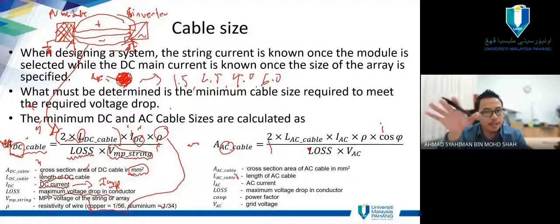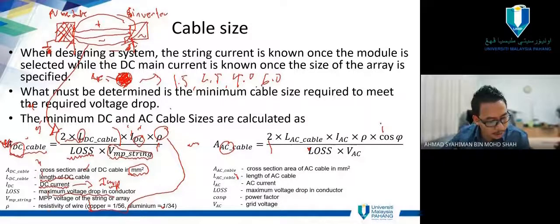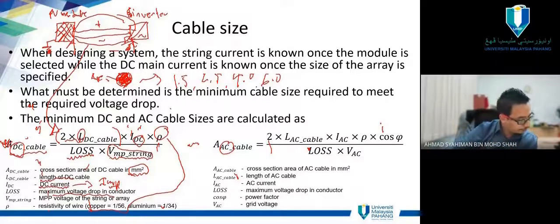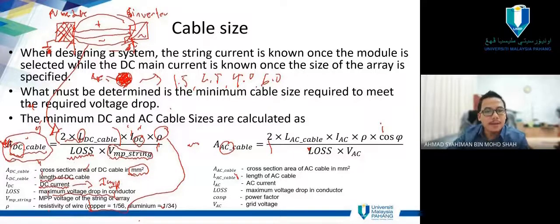But you need to calculate separately, with the string and array. Dia beza. Tapi equation ni is still the same to be used. Yang ni memang common equation for this cable. But like I told you, we have string cable, array cable. That one need to calculate separately. Means there are two times of calculation, string and array. Still use the same equation but the value is quite different sebab length of the string cable mungkin lain. Length of the array cable will be different.